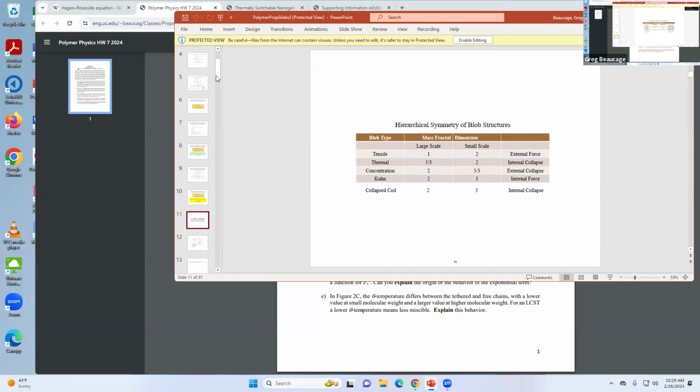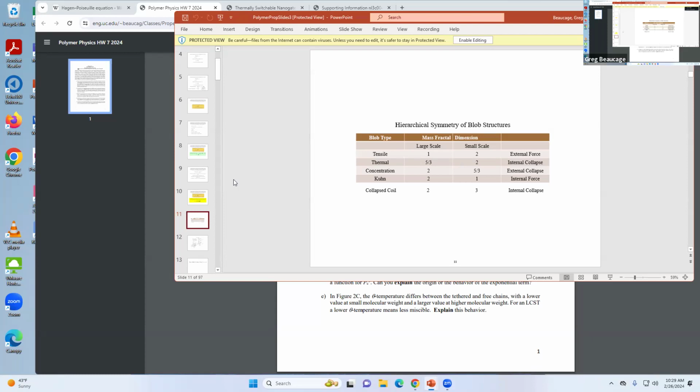The size that it introduces is called a blob. So you can have different kinds of blob. You can have a tensile blob, thermal blob, sometimes called thermic blob, concentration blob, the Kuhn length, which is kind of a blob, and then this collapsed coil blob, right? So there's different kinds of blobs. What it means is you've introduced a size scale transition in the system because the molecular weight's different for the different parts. And the molecular weight has different effects.